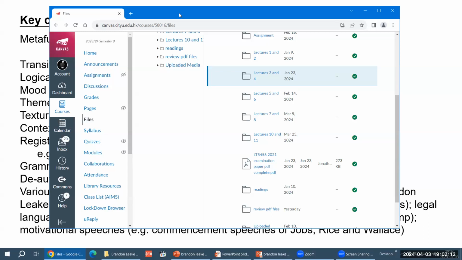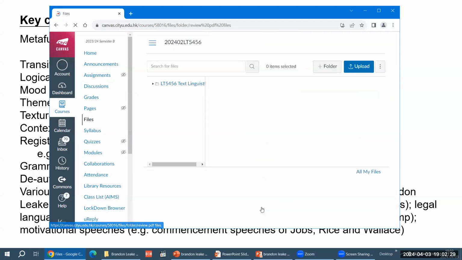Okay, could I have your attention? I would like you to be sure to look at Canvas, and you'll notice, and I'll show you, you don't have to look at it now, that there is a new folder called Review PDF Files.